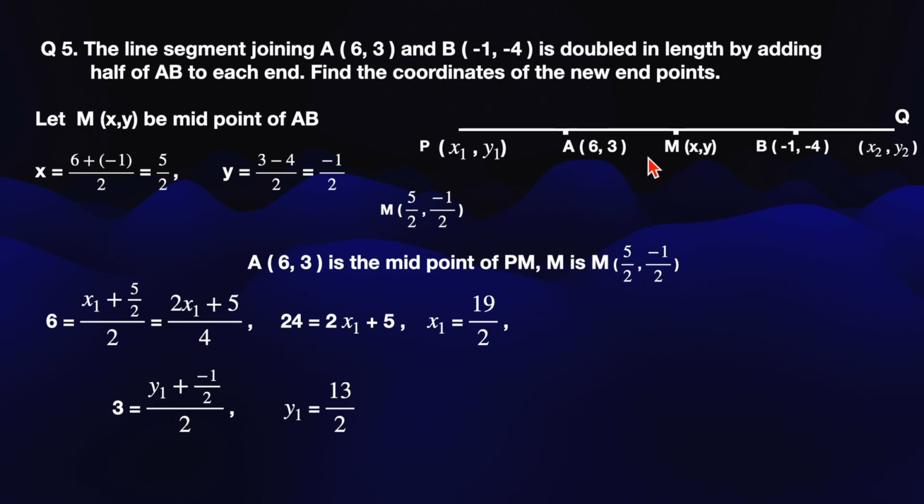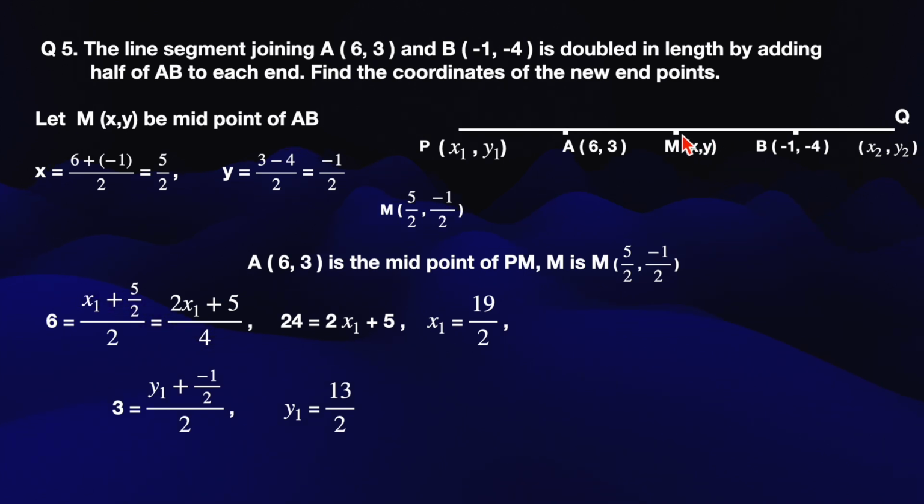So again apply the midpoint formula. In this case, you have the coordinates of the midpoint as well as this point, which we just now found out. Okay, we have to find out this point. Use the midpoint formula here. You get the value of x1 as 19 by 2 and y1 as 13 by 2. Okay, so now you got P x1 y1.